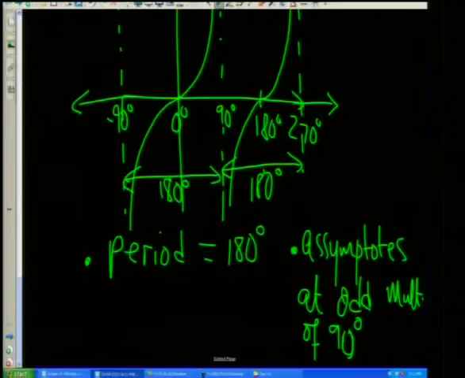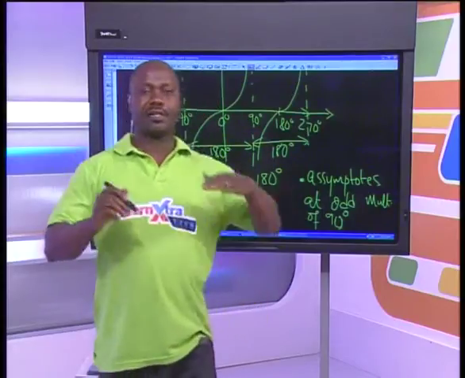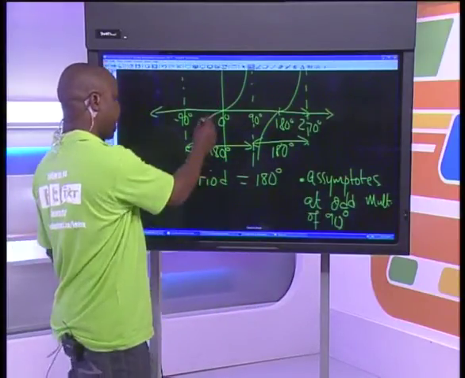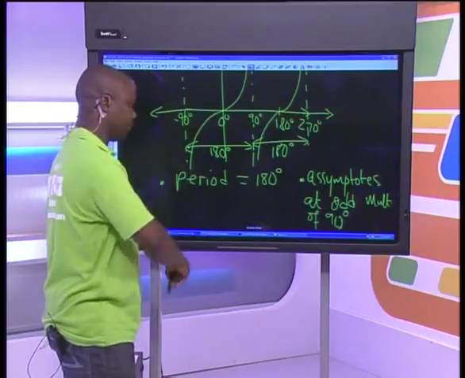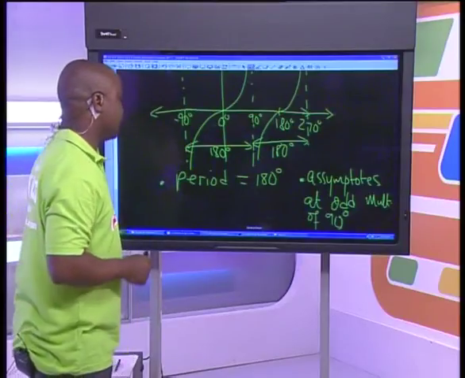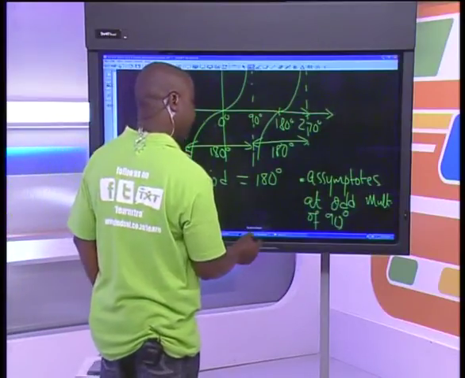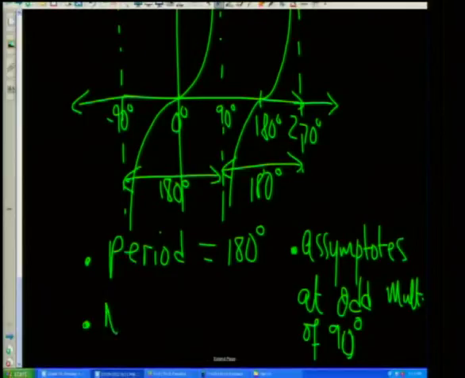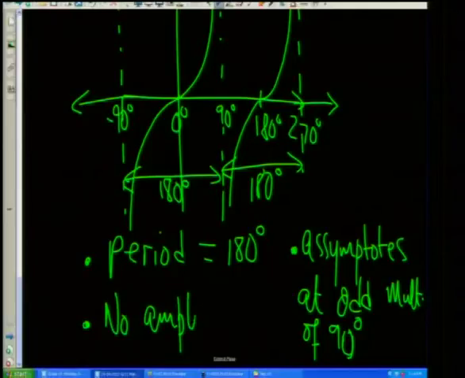All right, and do we have an amplitude? No, we do not have an amplitude. This does not have the peaks and the valleys. It does go right to the most negative number and the most positive number. So you don't have an amplitude in this case. No amplitude, just to emphasize.